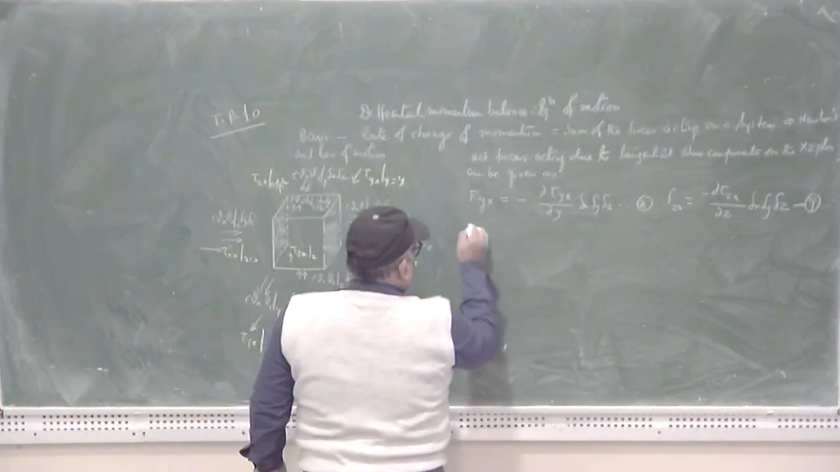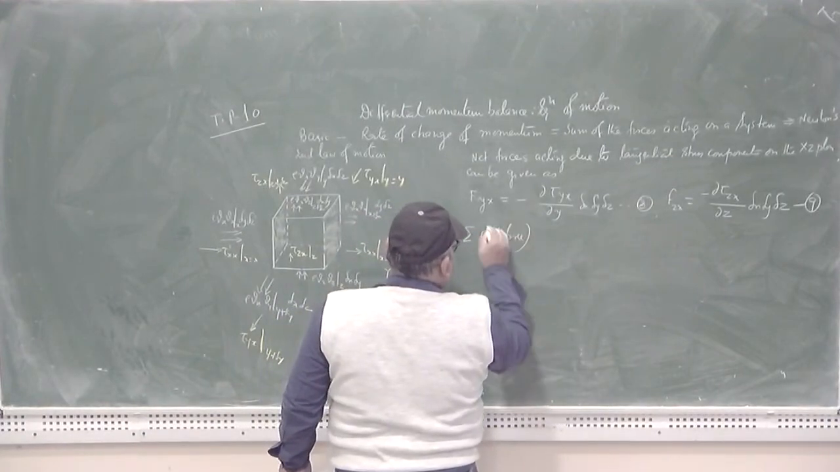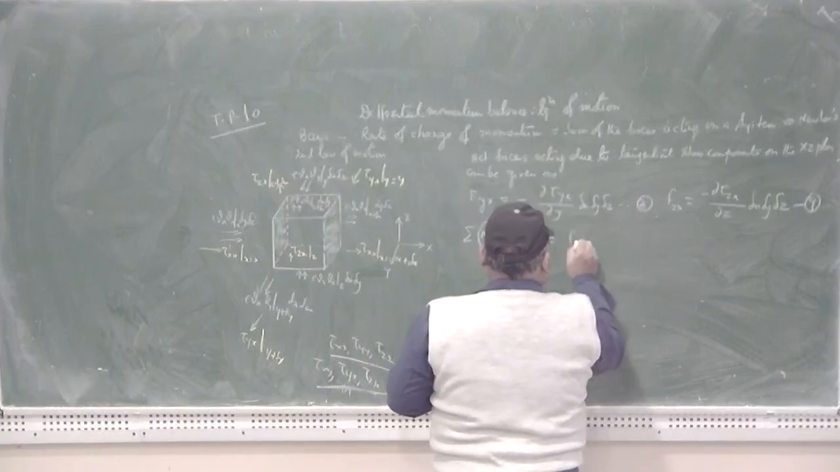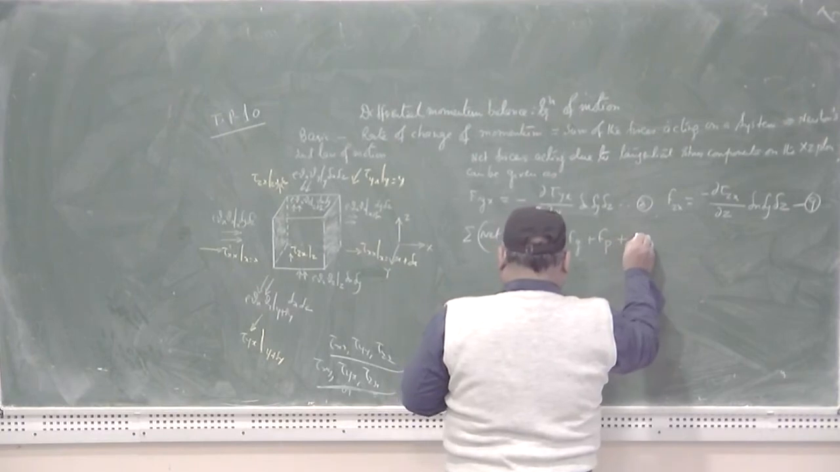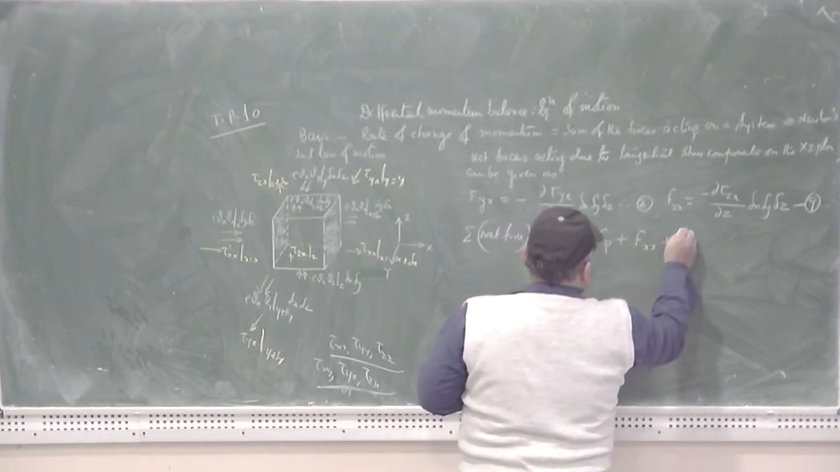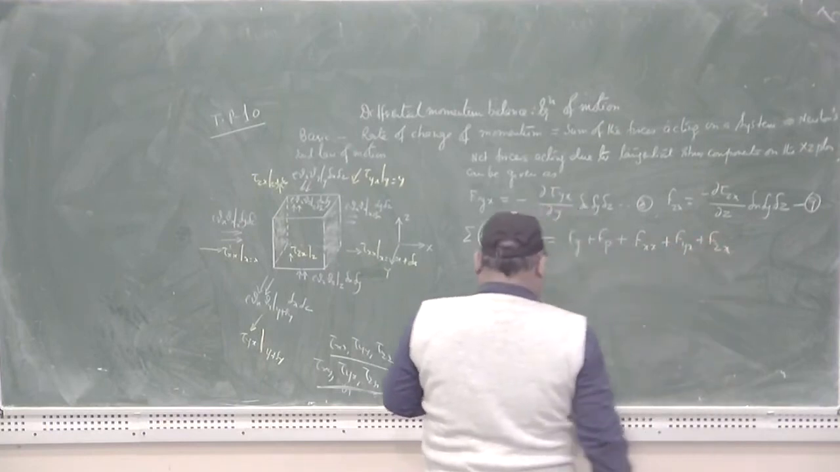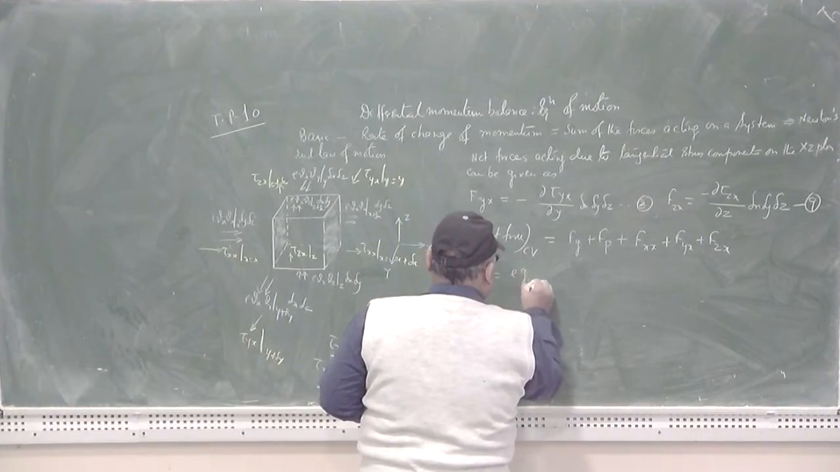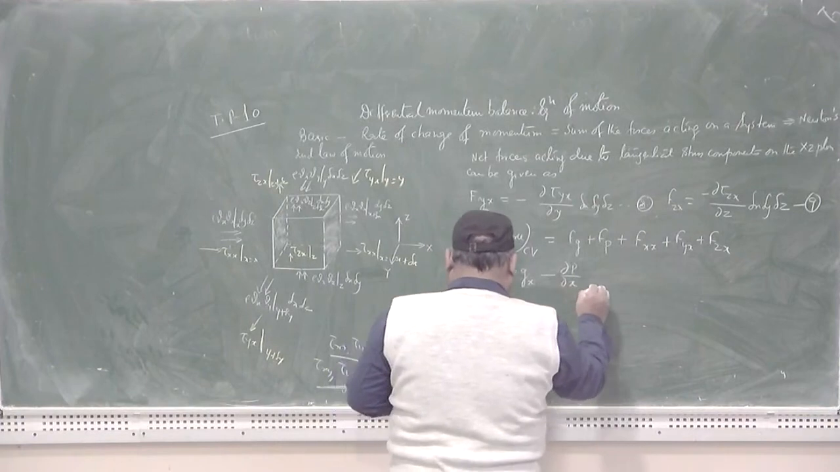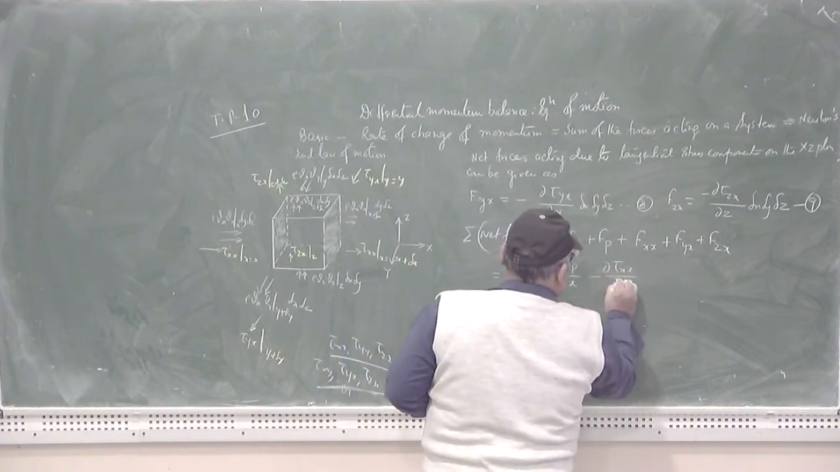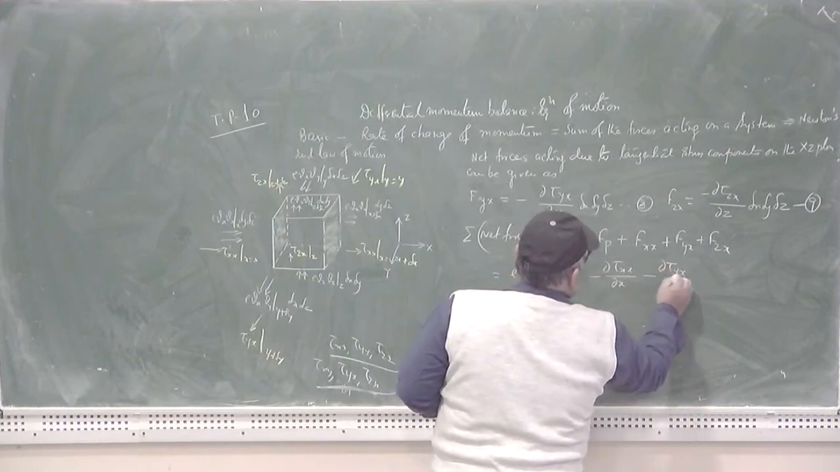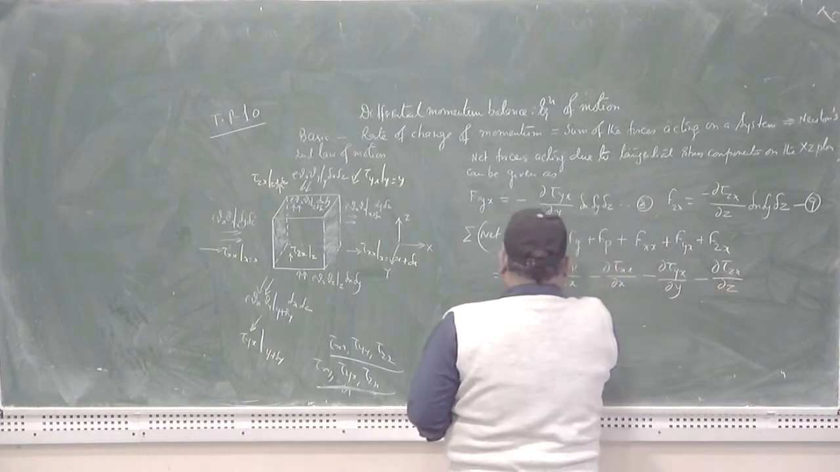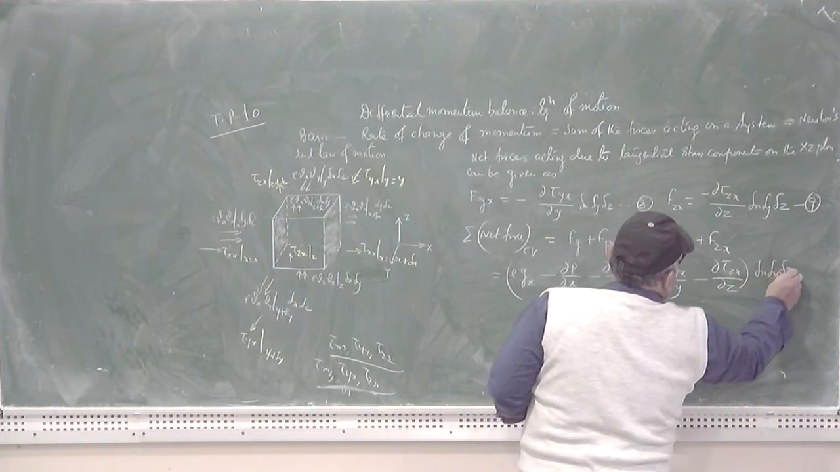So the summation of net force over the control volume should be equal to, first is the gravity force, Fg plus Fp plus Fxx plus Fyx plus Fzx, that is equal to rho gx minus del p by del x minus del tau xx by del x minus del tau yx by del y minus del tau zx by del z, into delta x delta y delta z. Let it be equation number 10.